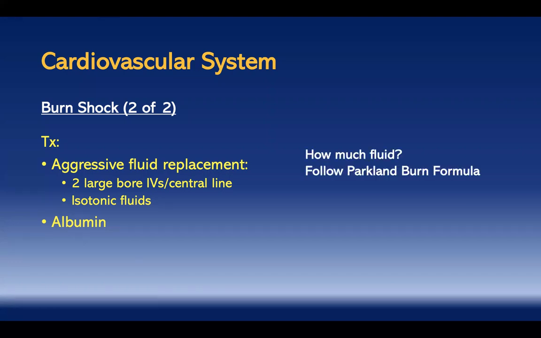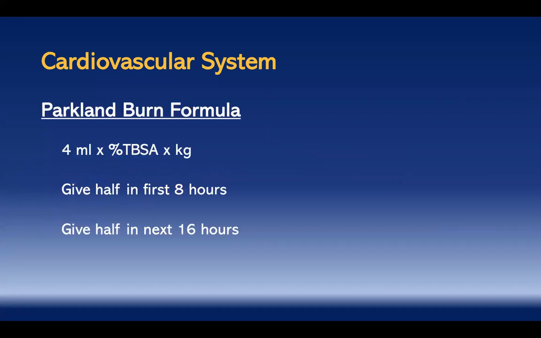So we know that aggressive fluid replacement in those first 24 to 48 hours is important, but how much fluid specifically do we give? Well, in order to determine that, we follow the Parkland burn formula. So the Parkland burn formula is 4 mLs times the percent of total body surface area burned times the patient's weight in kilos. Once you have that number, you're going to divide it in 2. And you're going to give half of that in the first 8 hours and the other half of that total number in the next 16 hours.